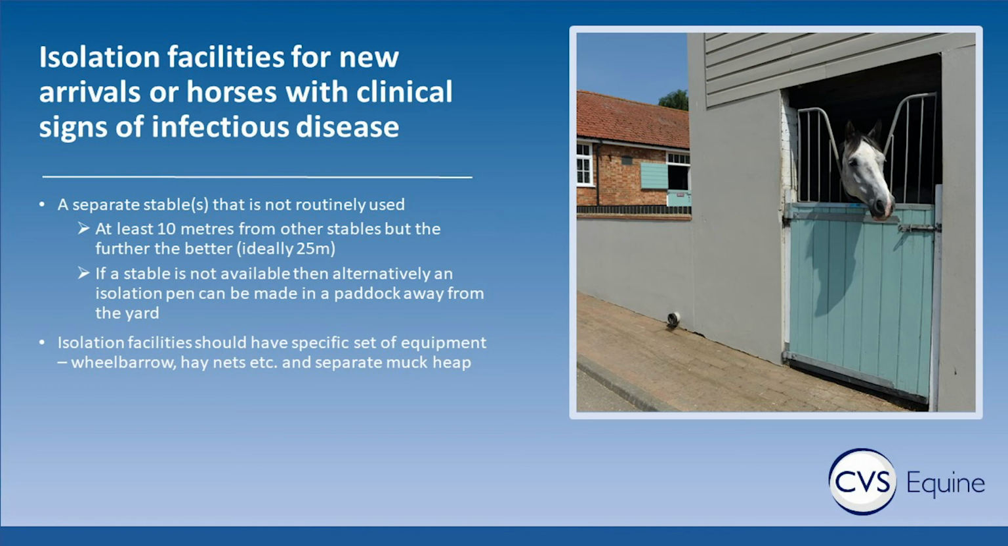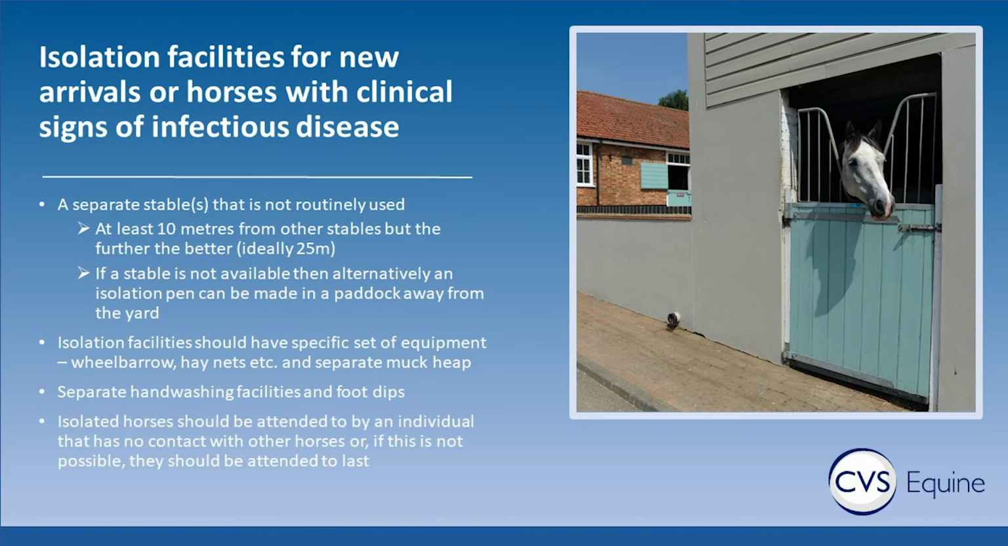As we previously described, in order to avoid indirect contact, every isolation facility should have its own specific set of equipment, such as a wheelbarrow, hay nets, and separate muck heap. Even the areas to be used for disinfection, such as hand washing facilities and foot dips, should be separate from the ones in our normal yard. Isolated horses should be attended by an individual that has no contact with other horses. When this is not possible, they should be attended last thing during the day in order to avoid cross-contamination with the rest of the horses of the yard.